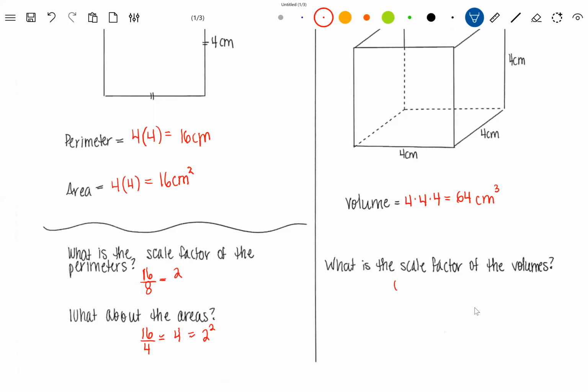Let's see how many times more the volume is. We take the bigger volume and divide by the smaller volume, and we get 8. So even though we doubled the lengths of the sides, our volume is 8 times more. I can write 8 as 2 cubed, 2 times 2 times 2. That 2 right there is the scale factor of the dilation. Each side is twice as big.